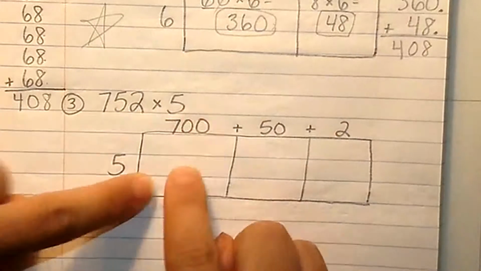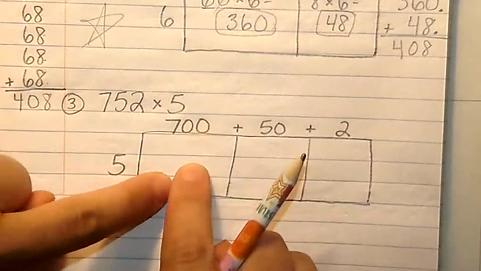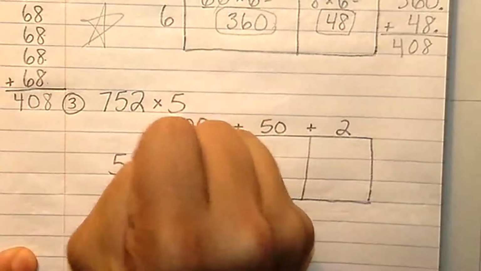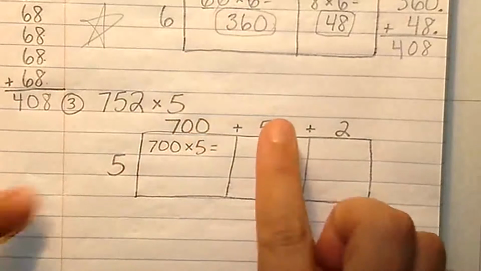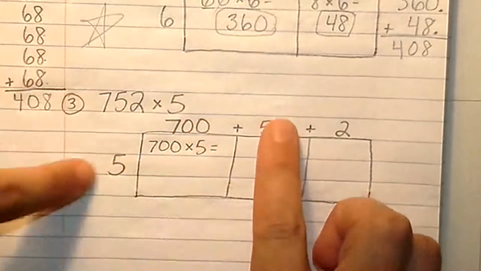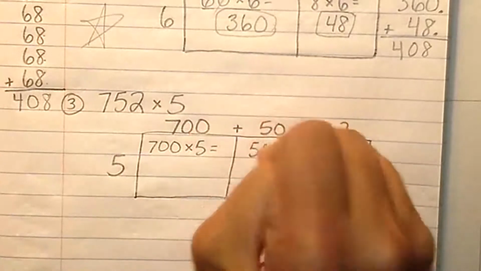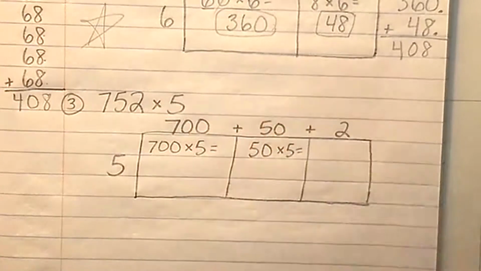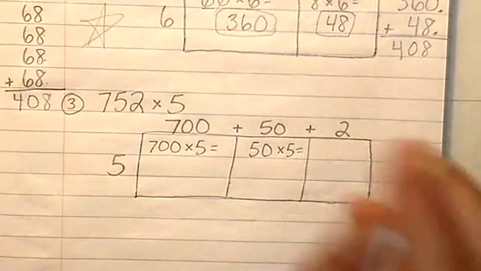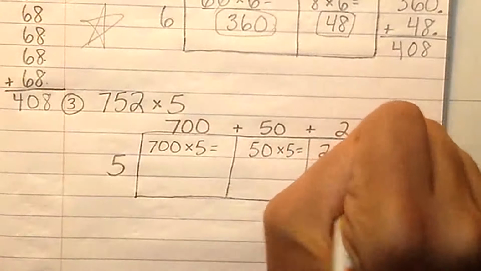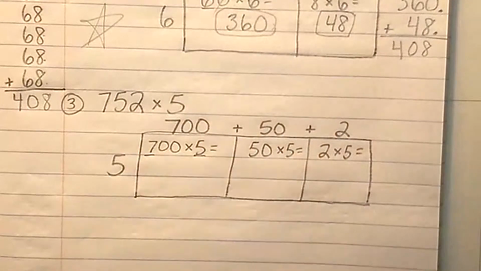What number is going to go right here in this box? What am I going to multiply? If you said 700 times 5, you were exactly right. What numbers will I multiply in this box? 50 times 5. And what numbers should I multiply in this box? 2 times 5. All right, so let's do it. What is 7 times 5?